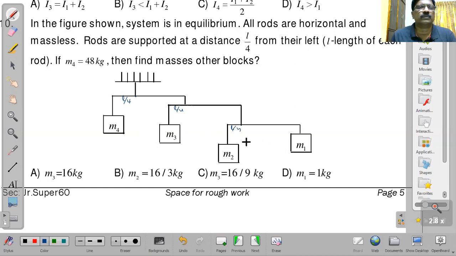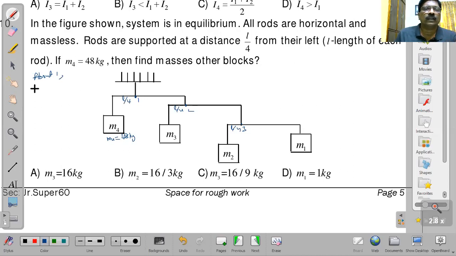When different masses are suspended, the system is under equilibrium, whatever the masses. But here M4 is given. M4 is equal to 48 kgs, that is given. Okay. Now, as the system is under equilibrium, about this point, say 1, this is 2, this is 3. So about the point 1, as the system is under equilibrium, net torque is 0.